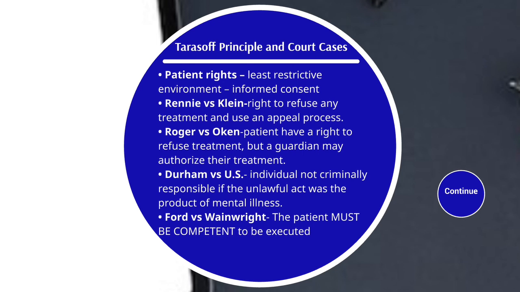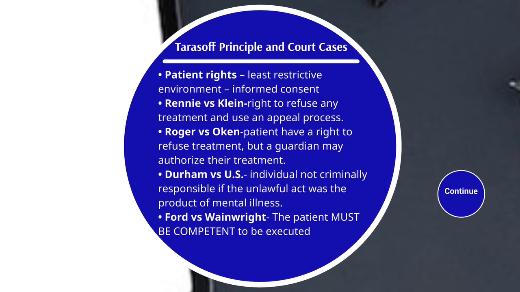Now let's move on to Rainey versus Klein. For some reason, this one I like to say both, but Rainey case. So the Rainey case says the patient has the right to refuse treatment and use an appeal process. Okay, so especially with medication, has the right to refuse the medication if they don't want to. Rogers versus O'Kane, the patient has the right to refuse treatment, but the guardian may authorize the treatment. So if the patient says, hey, I'm 17 years old and I live under my parents' housing, I don't want this medication, I don't want this treatment, the patient has the right to do so, but the parents come along and say, hey, you need this treatment, so therefore the patient will get the treatment that the parents consent to, since the parents are the guardian of the patient.